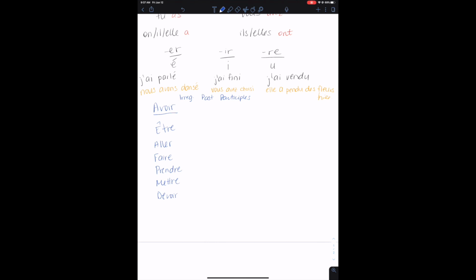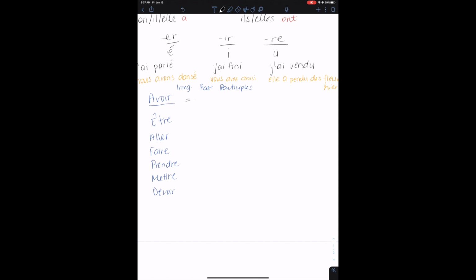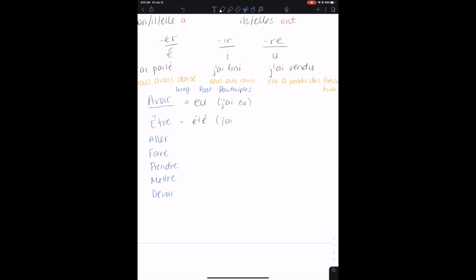So avoir turns into eu. Remember, it's that weird one. So j'ai eu. I had something. So we can say even j'ai eu une pensée. I had a thought. Être turns into été. So these ones, again, don't follow the same structures as the er, ir, and re that we see above. So j'ai été, I had been somewhere, or I was a teacher. Aller follows the same structure for this tense.